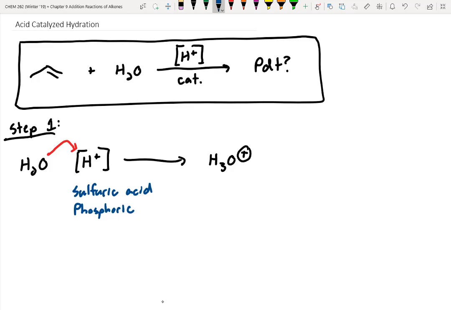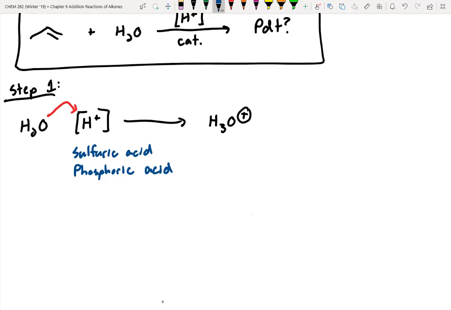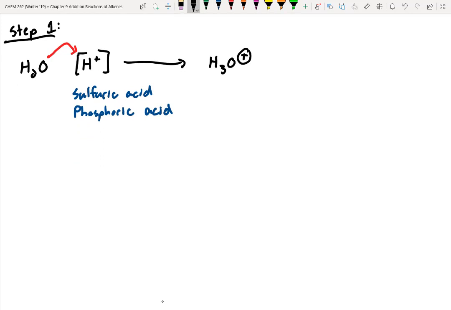So we often don't want the halo acids. We like big bulky acids like sulfuric acid or phosphoric acid. These ones are really nice because the conjugate bases of them really aren't that nucleophilic. However, if you ever see H plus in brackets, you can assume it's one of these non-nucleophilic conjugate bases. All right, so that's step one. We've made our hydronium ion. Let's do step two next.